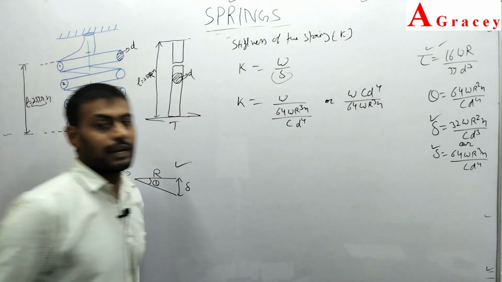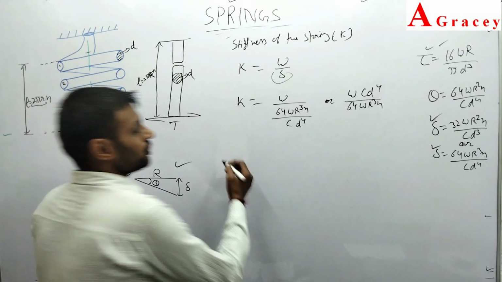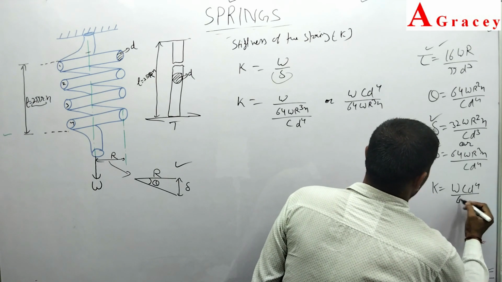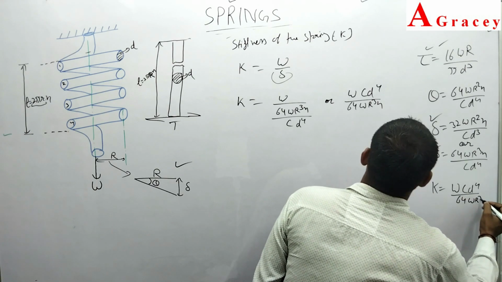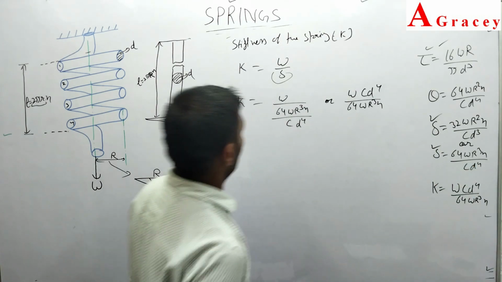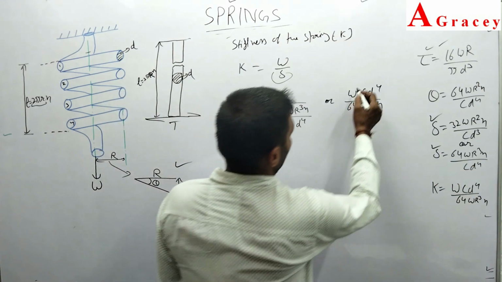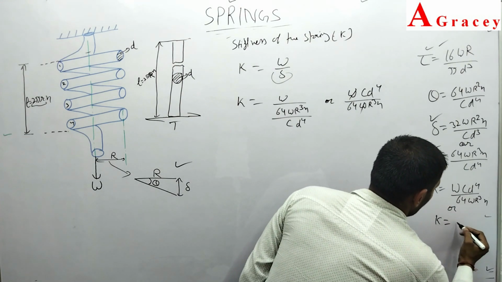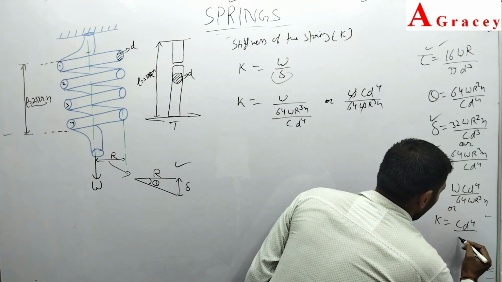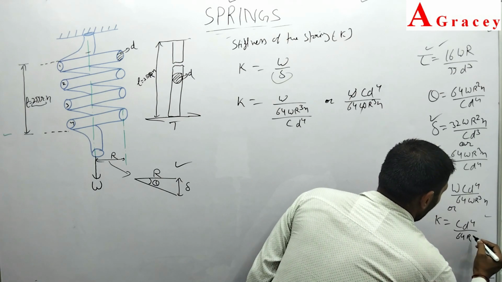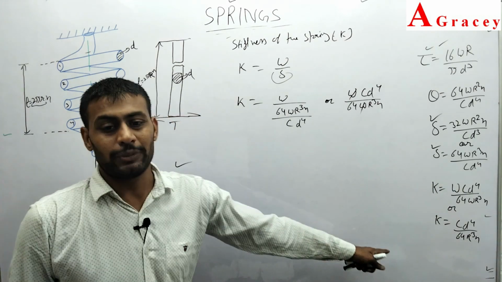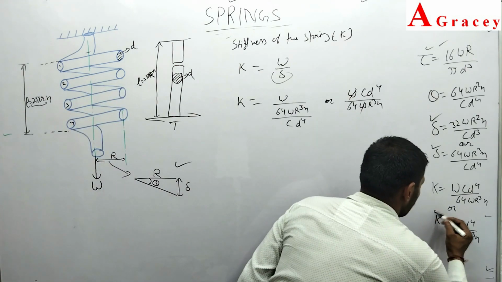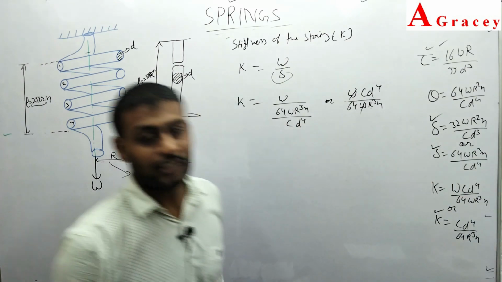Further solving, we can write WCd⁴ divided by 64 WR³n, and it is represented as K, the stiffness. So the W to W cancel out, or you can say K is equal to Cd⁴ divided by 64R³n. So we represent here Cd⁴ upon 64R³n as your stiffness value, and W will cancel out here.